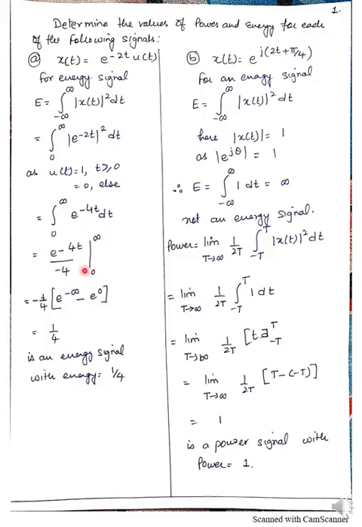So it will be minus 1 by 4 e raised to the power minus infinite after putting the upper limit, and then minus e raised to the power 0 after putting the lower limit here. So it will be 1 upon 4. It's an energy signal with energy equal to 1 by 4.